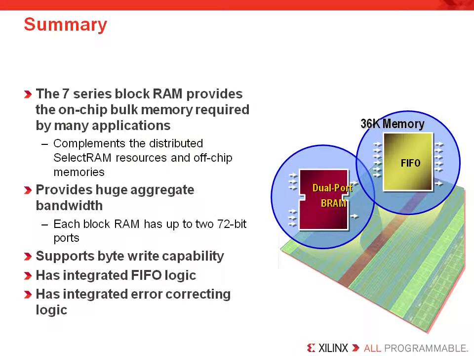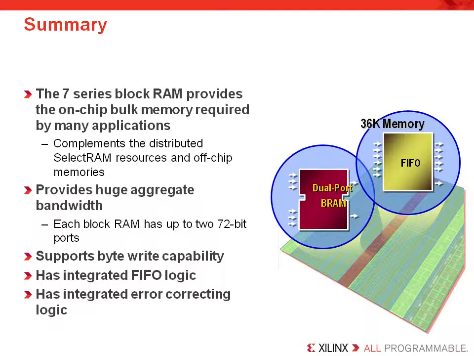In summary, the 7 series block RAMs provide the on-chip bulk memory required by many applications. Now this complements our distributed select RAM resources and the ability of users to integrate an off-chip memory next to the FPGA, in which the FPGA would contain your memory controller. So there's really 3 big pieces to the memory uses for customers. The use of a memory controller inside the FPGA to drive an off-chip memory, the use of the lookup tables to be reprogrammed as distributed RAM, which is small 16-bit or 32-bit memory spaces.